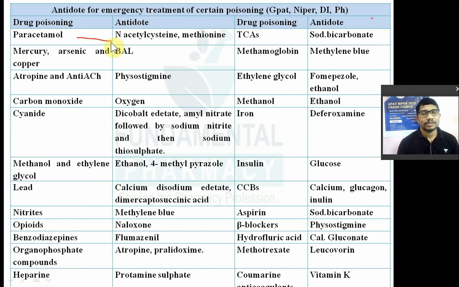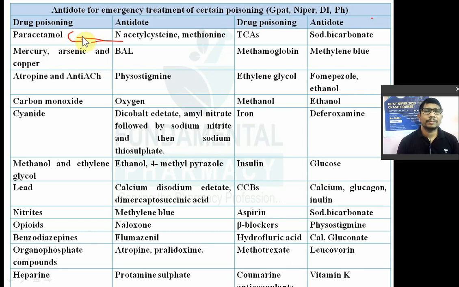If you get poisoning due to paracetamol, what is the particular antidote? N-acetylcysteine and methionine. So the specific antidote for paracetamol poisoning is N-acetylcysteine and methionine. Now when can paracetamol poisoning happen? When you take 6 gram per day. Paracetamol is toxic at a dose of 6 gram per day.